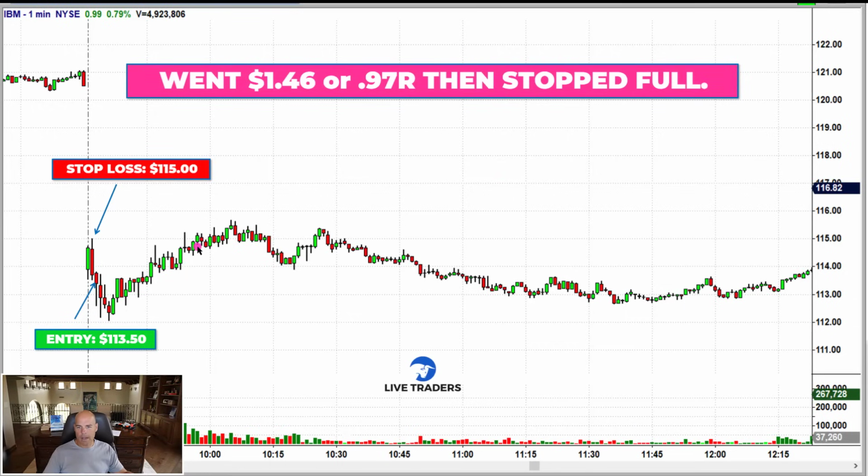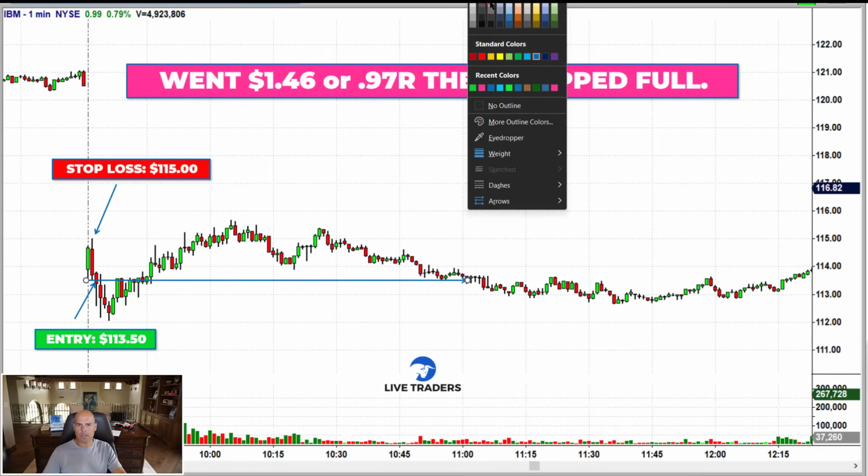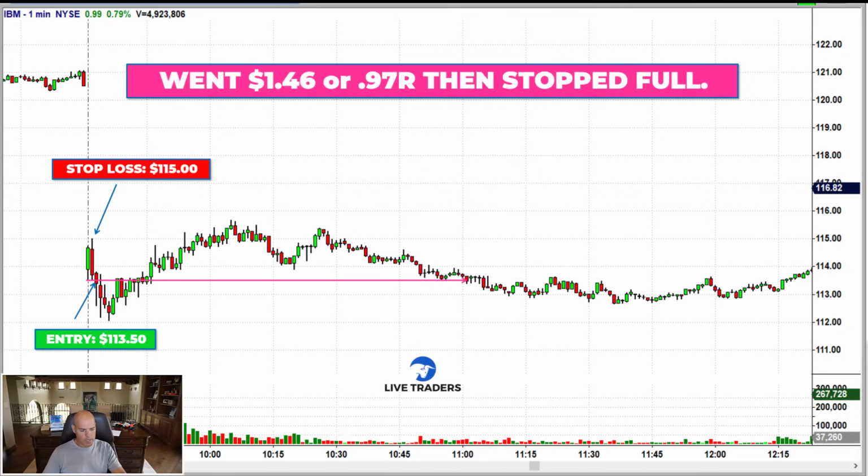And this is a play that would have also likely tagged your 84% play. So right there, if we were to draw a line right across here and say that's your entry point, you would have been re-triggered in this. Let's make it like pink so you can see it. You would have been re-triggered into this trade over here at 11 o'clock. And it would have ground out a little lower and then bounced back up.